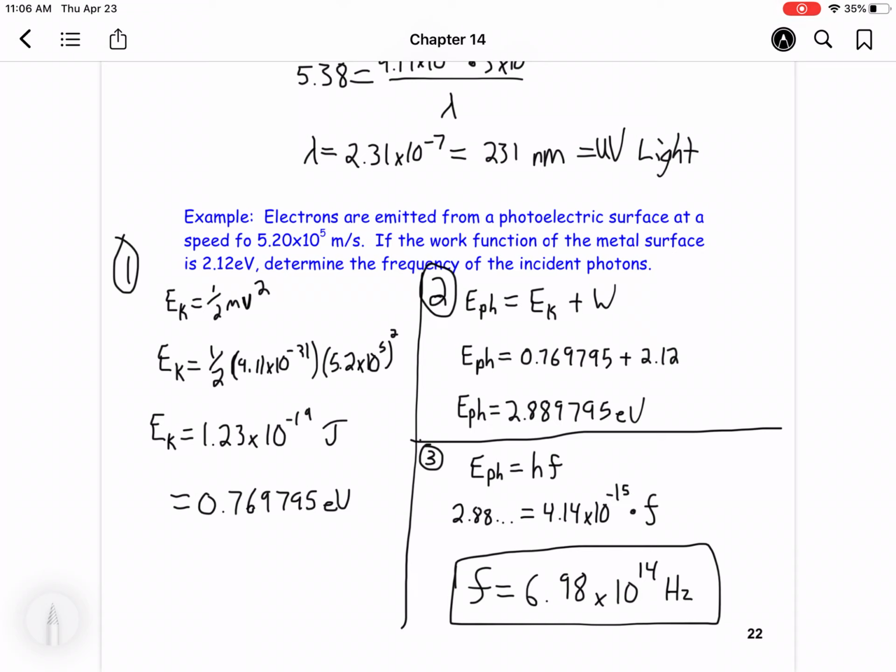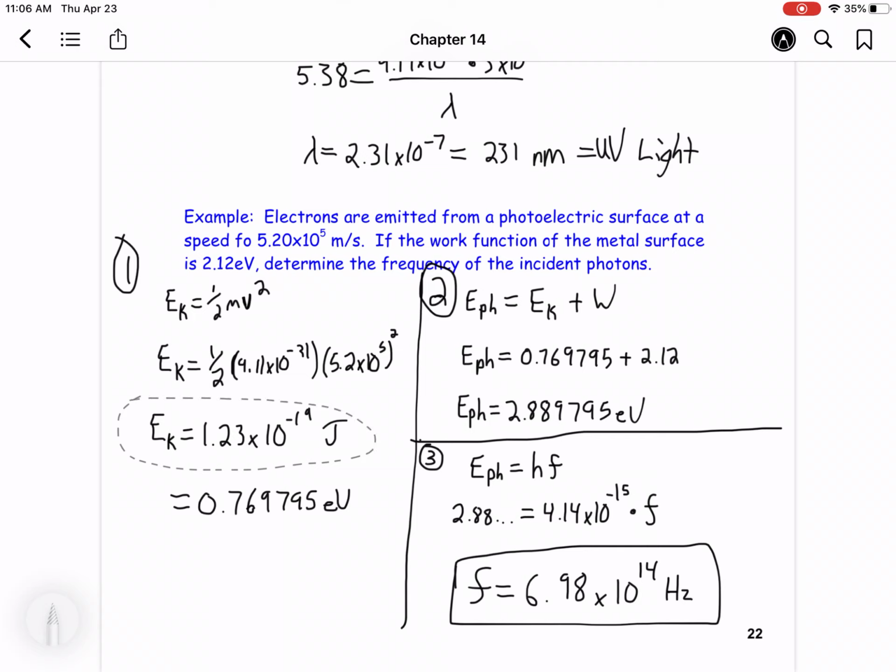All right. So this one here, electrons are emitted from a photoelectric surface at the speed of, so it gives the speed of the electrons. If the work function of the metal surface is 2.12 eV, determine the frequency of the incident photons. So we've got to determine the frequency. So the first step I did is I took that 5.2 times 10 to the 5 and the mass of electrons to figure out the energy of those electrons. That's the EK part, right?